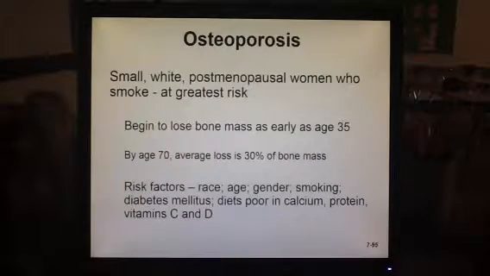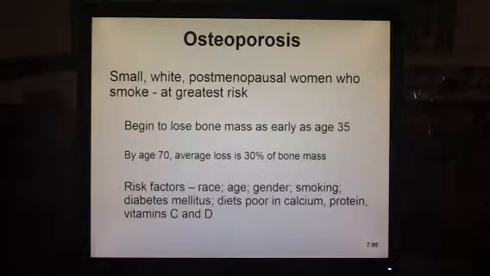Most affected by osteoporosis are women that are small, white, and after menopause. Women that smoke in this group are at the greatest risk. They begin to lose their bone mass as early as age 35, and by 70 they've lost about 30%. So risk factors here are race, age, gender, smoking, diabetes, and then of course a diet poor in calcium.